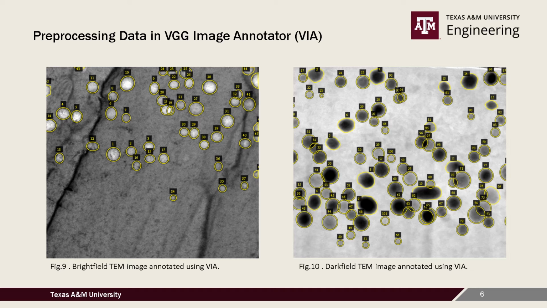The training data for the bright field detection consisted of 79 images with over 13,000 void annotations. This data is from pure iron bombarded with iron ions at various dPAs ranging from 50 to 100 and 250 dPA. The training data for the dark field detection consisted of 41 images with over 3,500 void annotations. This data is from T91 alloy bombarded with iron ions at 250 dPA and 750 dPA.